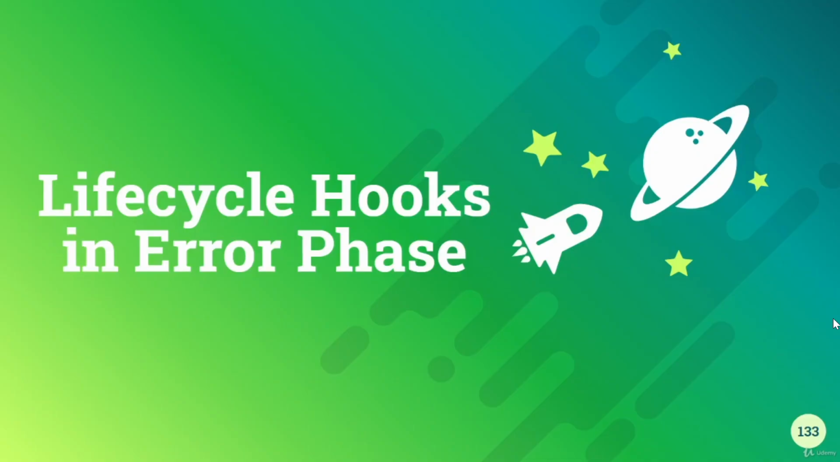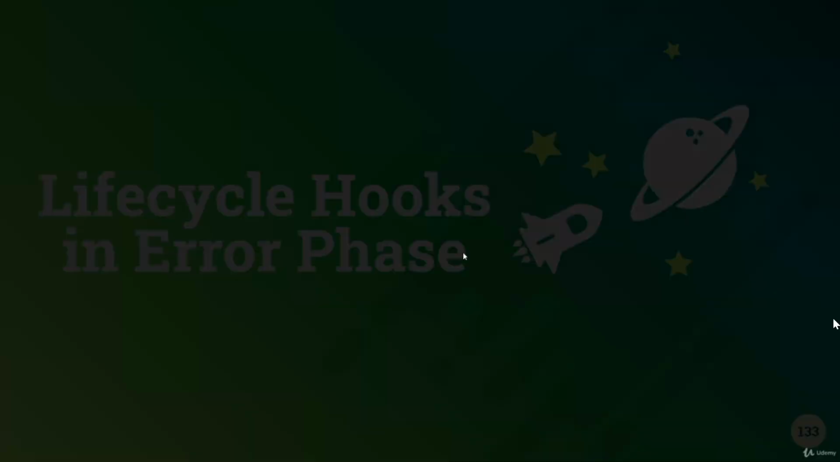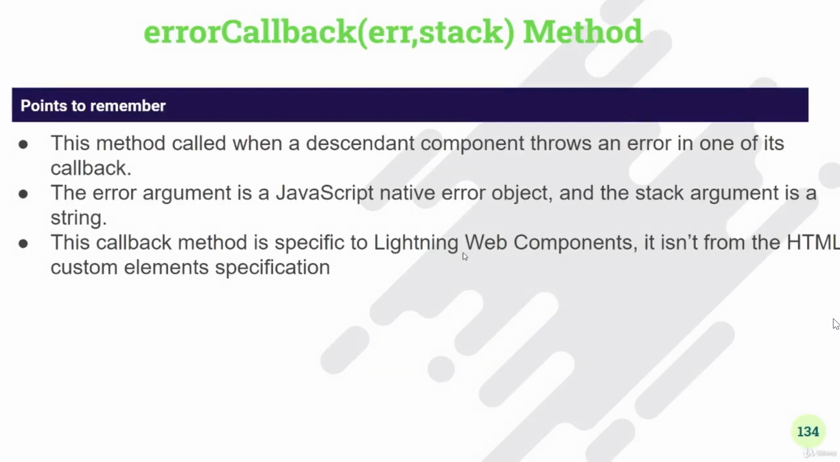In this video we'll talk about the lifecycle hook in the error phase. In the error phase we have one lifecycle hook, that is errorCallback, and it takes two arguments. First is the error argument, second is the stack argument. The error argument is an object and the stack is a string. This method is called when a descendant component throws an error in one of its callbacks. Basically, this lifecycle hook is used to catch an error that occurred in any of the other lifecycle hooks.